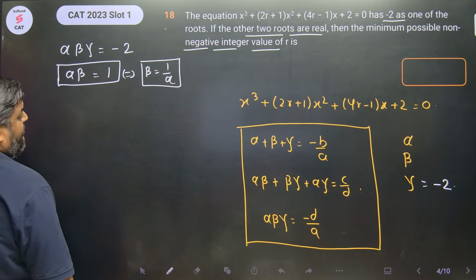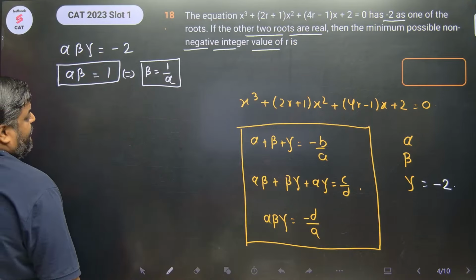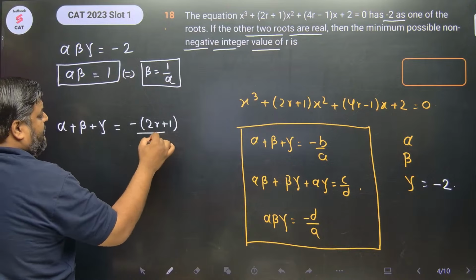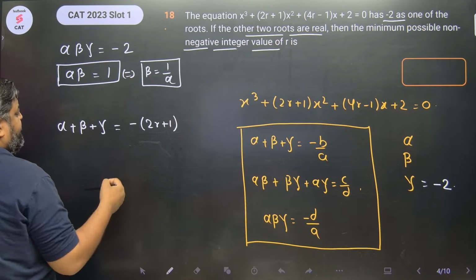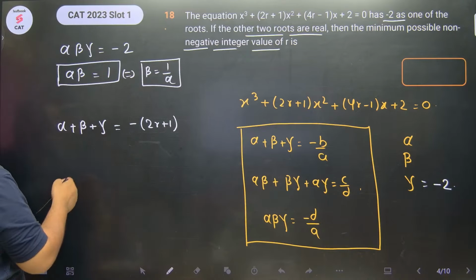Chalo. Now we know that sum of roots is minus b by a. What is sum of roots? Alpha plus beta plus gamma is minus b by a. What is minus b? B is 2r plus 1. So minus of 2r plus 1 by a, where a is 1, right? So let's ignore a. I know that gamma is minus 2.